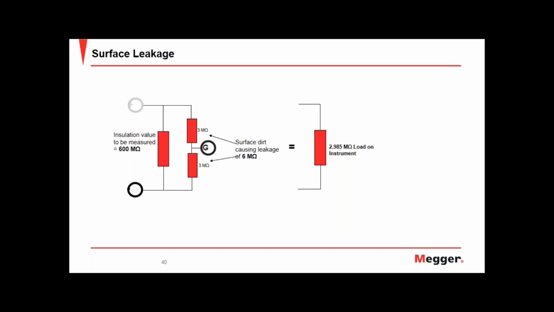So this destroyed the result that we were expecting. This just shows how dramatic an effect that surface leakage can have on our IR values. In this instance, we'd probably be condemning this asset because it's got such a low IR value.